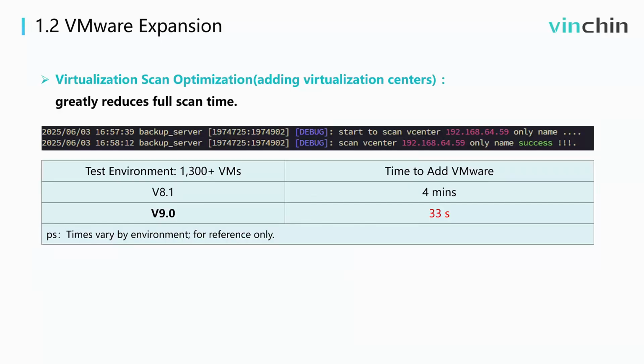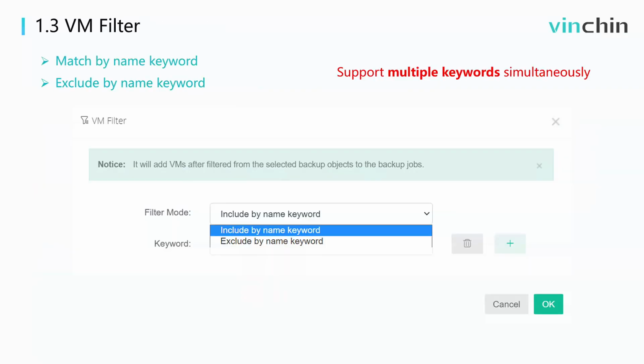For the virtualization scan optimization, adding the virtualization centers greatly reduces the full scan time. Here's some improvement about the virtualization scan. And for the VM filter, we support match by name keyword, exclude by name keyword, and also support multiple keywords simultaneously.